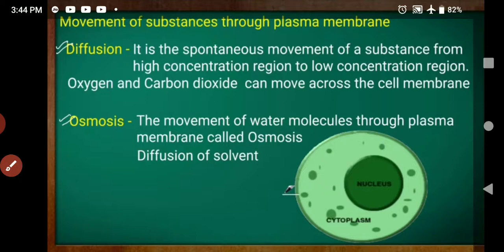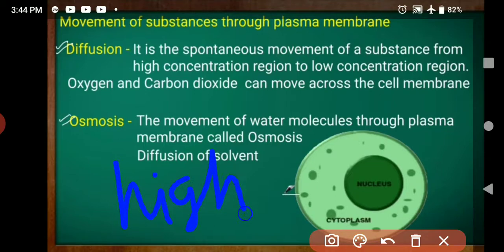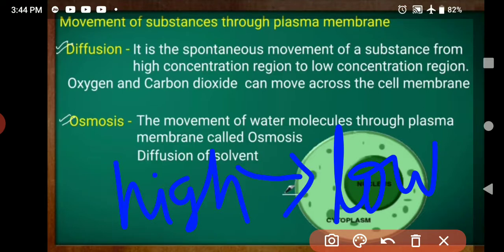Water moves into the cell when concentration is higher outside. See, outside the cell concentration is high and inside the cell concentration is low. So water moves from outside to the inside of the cell. Water moves this way from outside the cell to inside the cell. In this condition, the cell gains water.